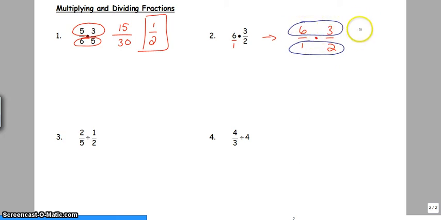6 times 3 is 18. 1 times 2 is 2. I put this into my Simplify Fraction app, or I just divide 18 divided by 2, and I get 9. My final answer here should be 9.